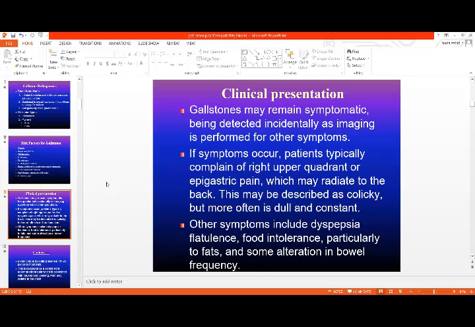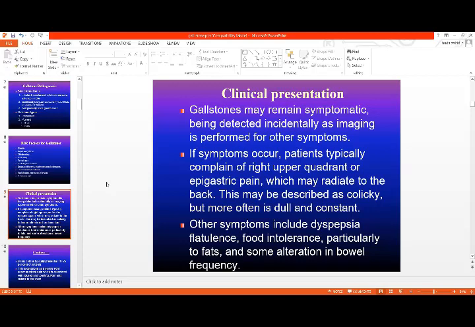If symptoms occur, patients typically complain of right upper quadrant pain or epigastric pain, sometimes radiates. वो कॉस्टल मार्जिन के साथ साथ पीछे तक रेडिएट करती है. This may be colicky, but more often it's a dull and constant pain. Okay? Dull and constant pain.